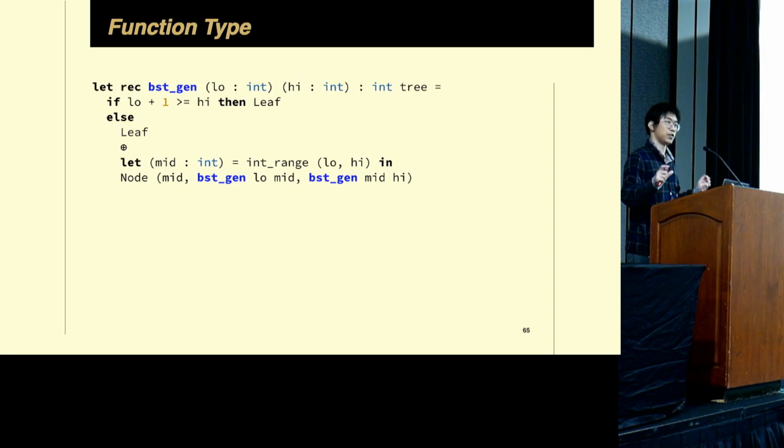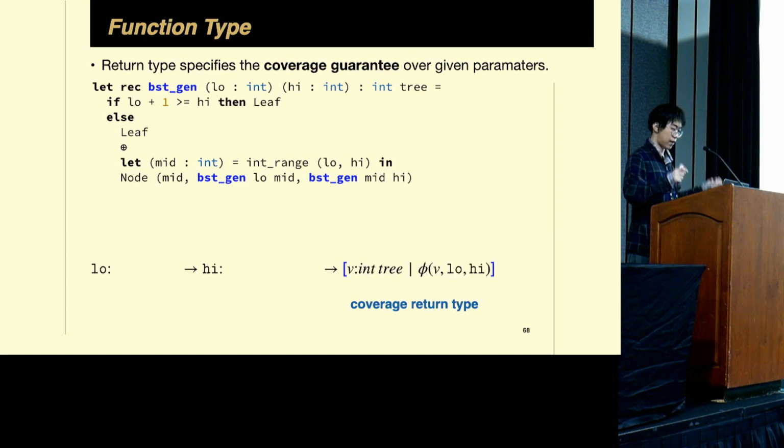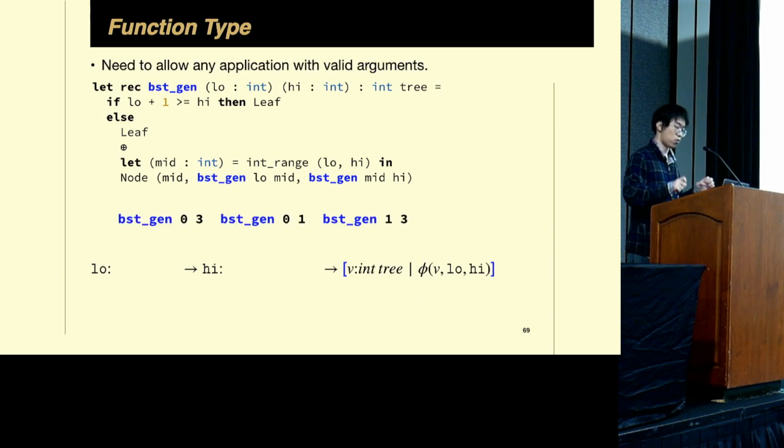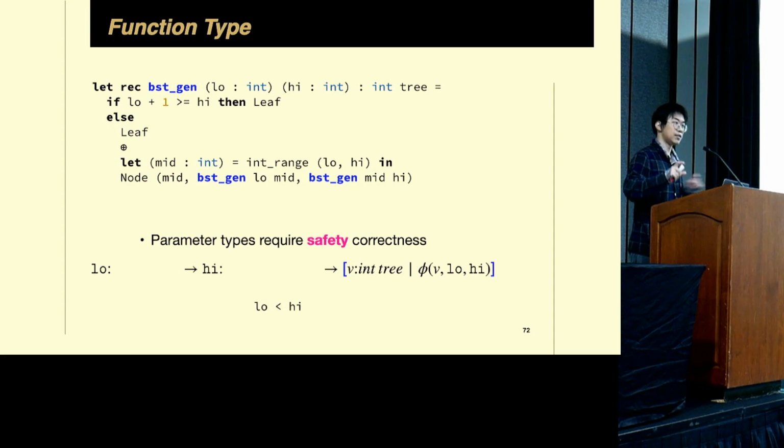The third point is about the function type. I think that is the most interesting thing in our coverage type system. Let's consider the BST-gen implementation. So what is the function type BST-gen should have? Of course, it should have two parameter types for lower bound and higher bound and one return type. And intuitively, the return type needs to specify the coverage guarantee over the given parameters, so that is a coverage type, phi, low, high. On the other hand, the parameter type needs to allow any application with valid arguments. For example, it needs to allow BST-gen over 0 and 1, but disallow all applications with invalid arguments. For example, BST-gen with 3, 1. The lower bound 3 is even greater than the higher bound 1. So we require low is less than high, and that is exactly a safety correctness.